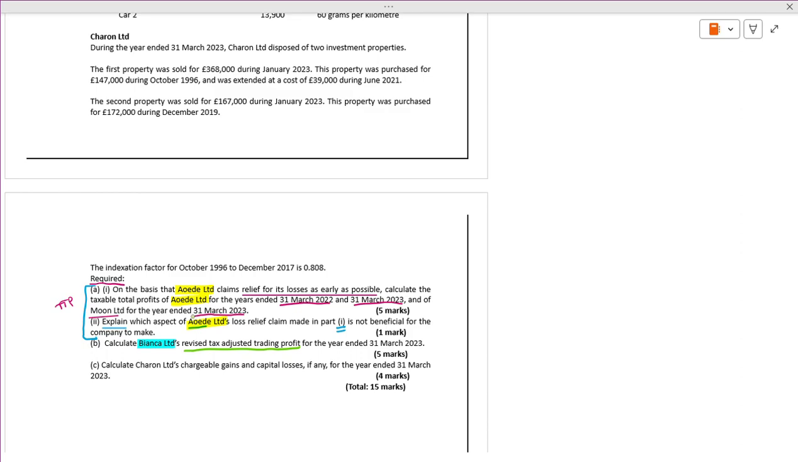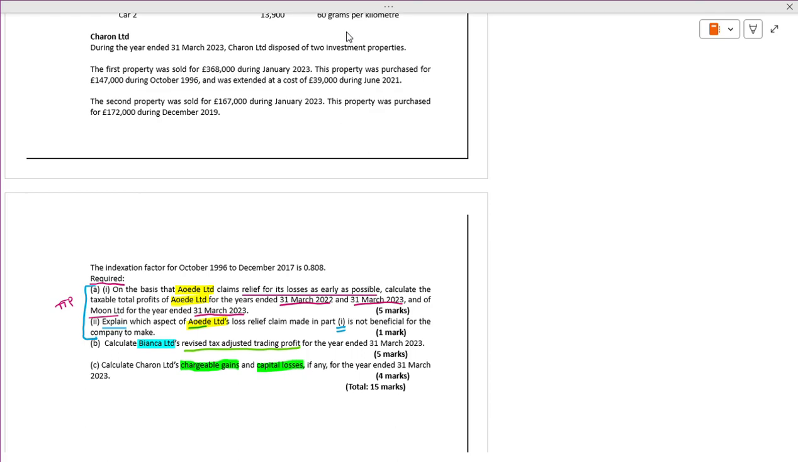Okay, the third one says: calculate Chargeable Limited chargeable gain and capital losses, if any, for the year ended 30th. Means we have to calculate what is the chargeable gain and what are the capital losses.